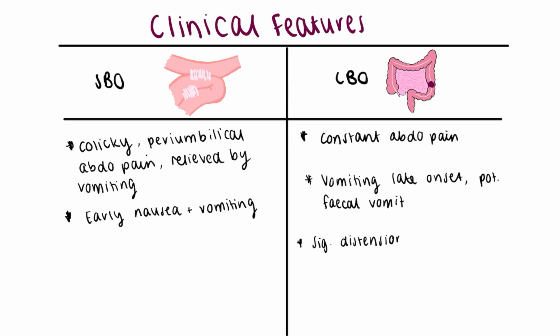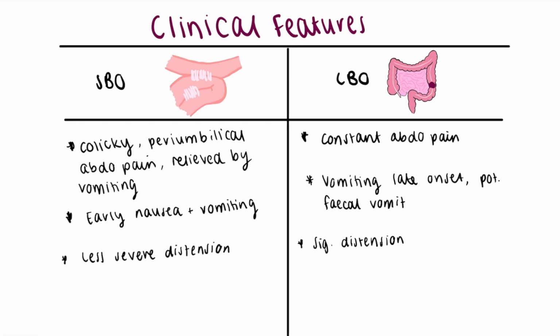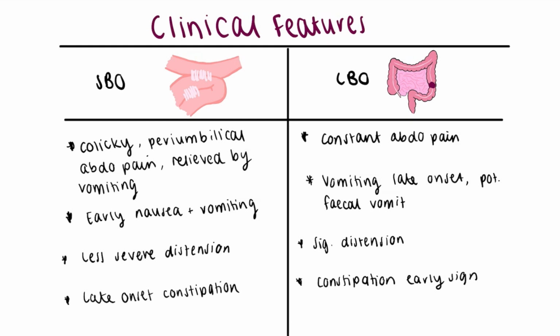Distension is more significant in large bowel obstructions and onset is earlier, whereas in small bowel obstructions, the abdominal distension isn't typically as severe. In a large bowel obstruction, constipation typically has an earlier onset. The more distal, the more likelihood of constipation or obstipation. In small bowel obstructions, constipation is a later onset clinical finding.